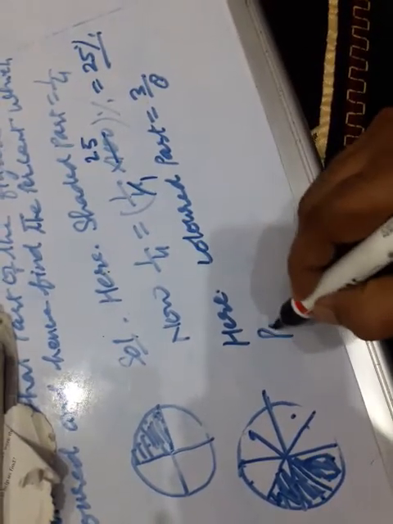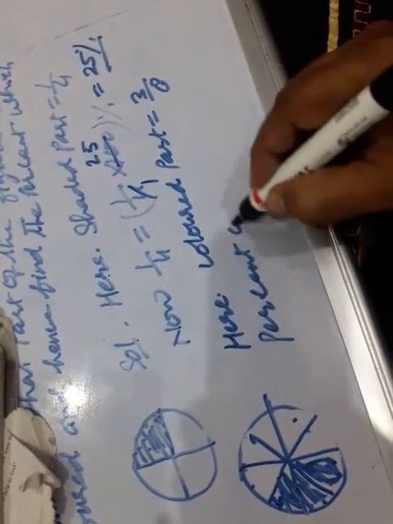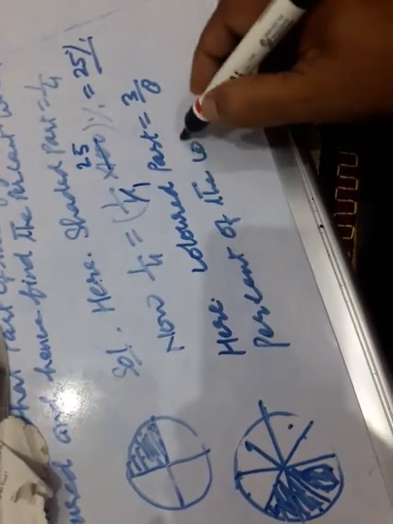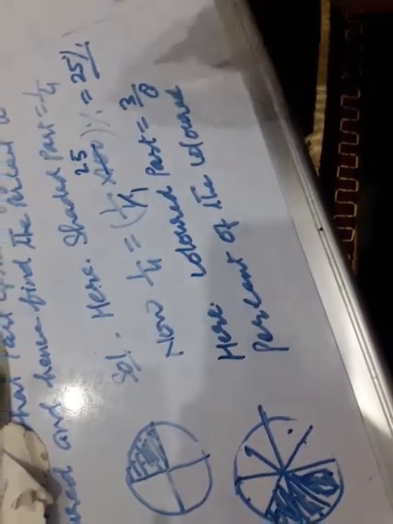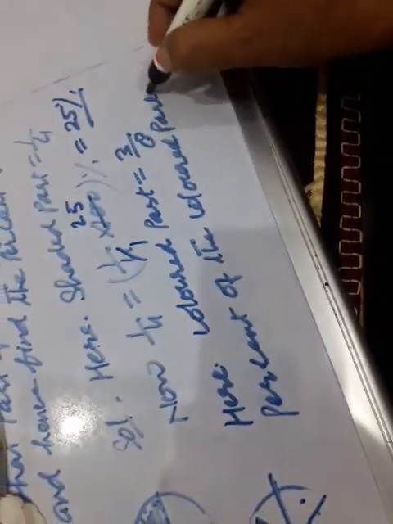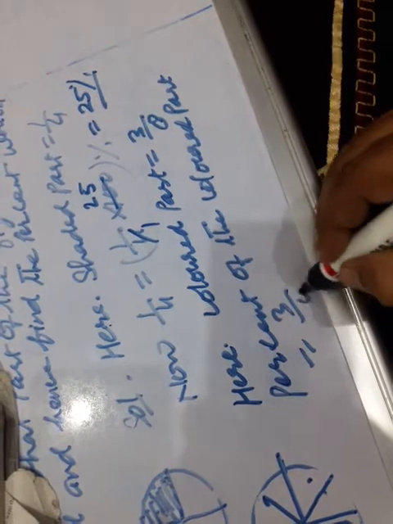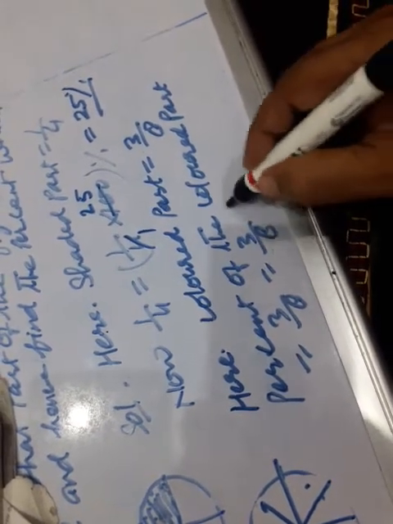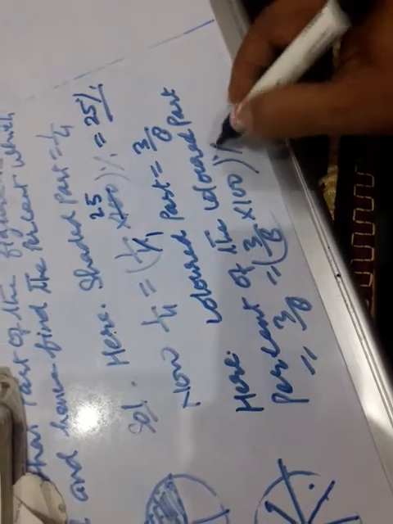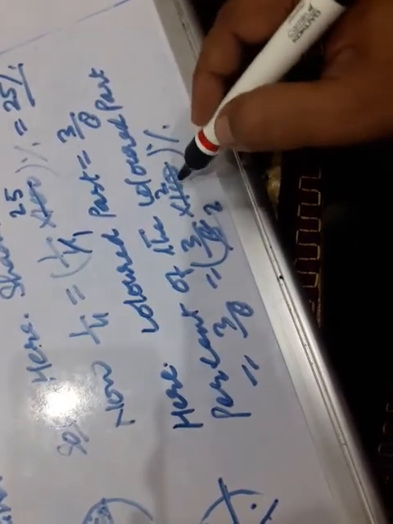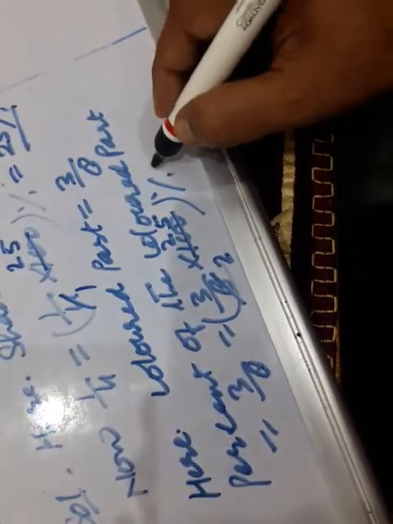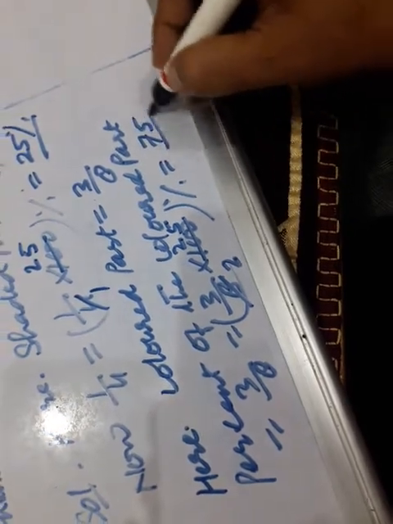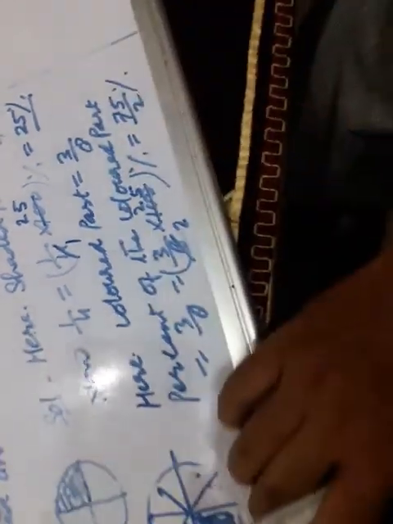of the colored part. What is the colored part? 3 upon 8 equals 3 upon 8 multiplied by 100, and put the symbol of percent. Okay children, now you can solve it. 4 2s are 8, 2 is remainder, and 4 5s are 20, that is 25. 3 25s are 75. 75 upon 2, so 75 upon 2%.